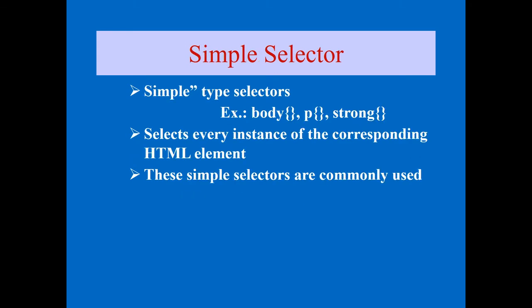Coming to the next, I told you up to contextual selector, which was there in your book. There are two more. One is called the simple selector, another is called the universal selector. What is the meaning of the simple selector? Simple selectors mean whatever the HTML element is, any element, you can put the properties on it.